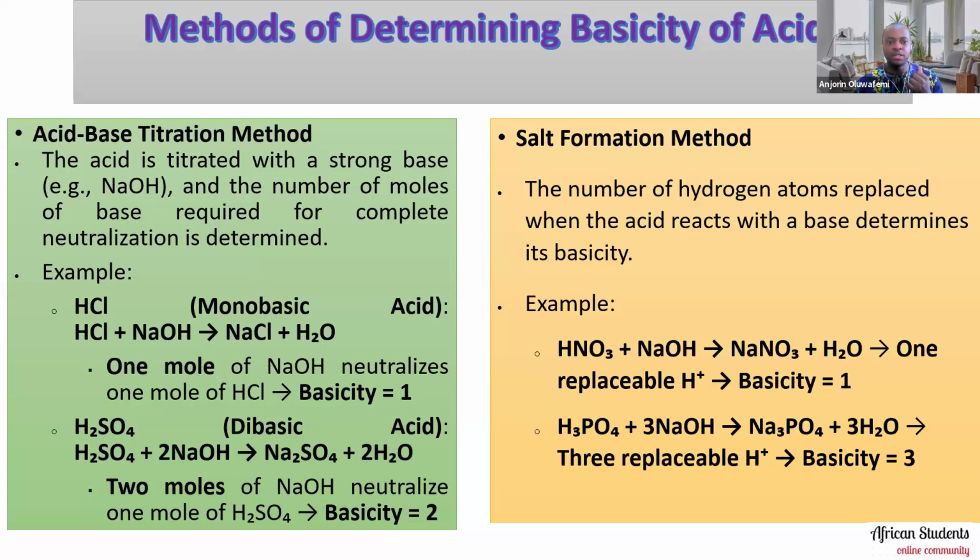Based on the acid-base titration method, the acid is titrated with a strong base, sodium hydroxide, and the number of moles of base required for complete neutralization is determined. So we have HCl, which is a monobasic acid. When it is titrated against sodium hydroxide, you have sodium chloride and water being formed. So 1 mole of sodium hydroxide neutralizes 1 mole of HCl. By implication, we say the basicity of that acid is what?